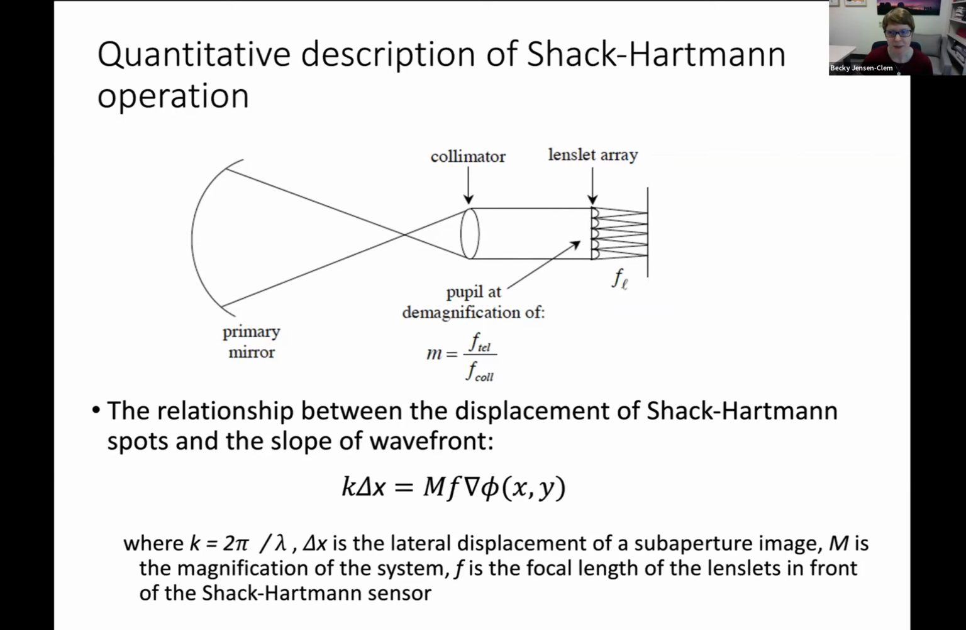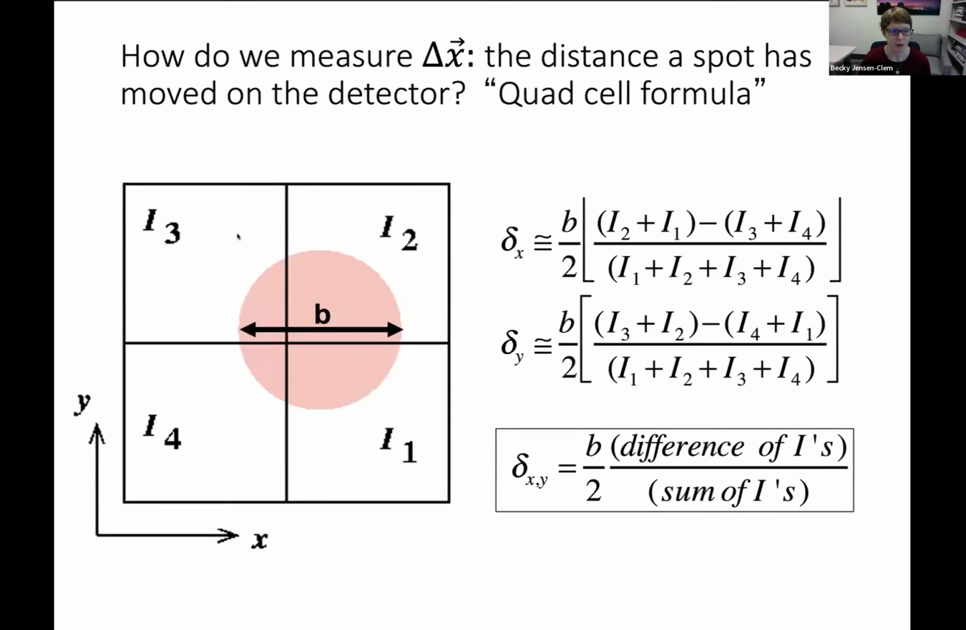So let's look at a specific example here. Now what we're looking at is just one spot, behind one of the lenslets of a Shack-Hartmann wavefront sensor. Let's imagine that we're sampling that spot with 4 pixels, so this is called a quad cell. Here's the spot, it has some diameter b. We can now use a pretty standard center of mass equation to calculate the displacement in terms of x on this diagram and then y on this diagram.